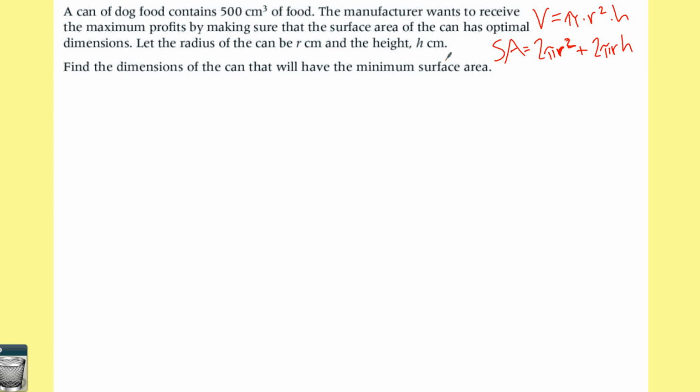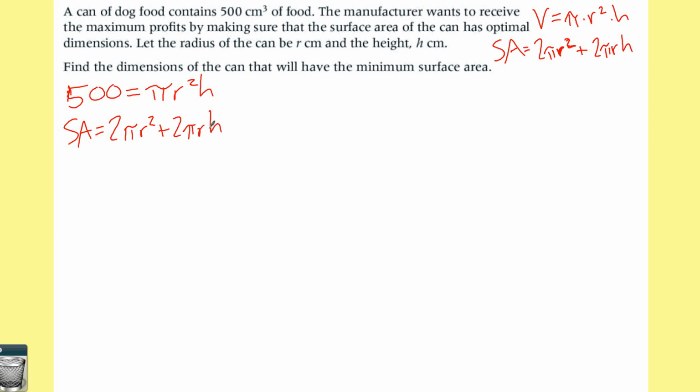So I need a formula. I know that 500 is the volume, so the volume must be pi r squared h, so that's a restriction I have, or constraint. Now I use that in my surface area. Again, my surface area is 2 pi r squared plus 2 pi r h.